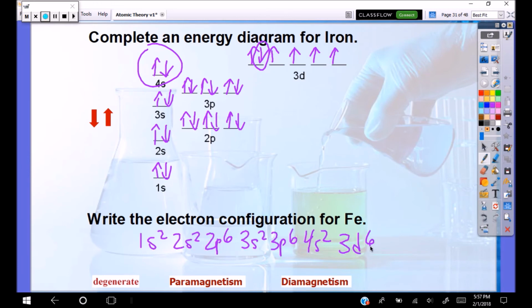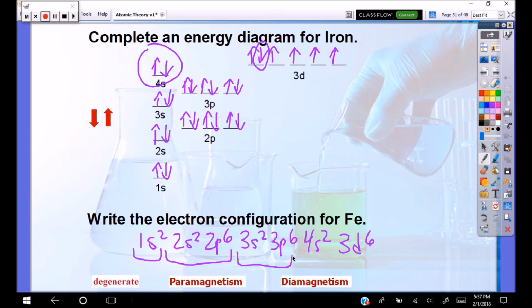I've got good news for you. You don't have to write out that entire thing. Let's use the configuration shorthand. So if you look at the periodic table, we know the 1s level is completely filled. We know the 2s level is completely filled. And we know level 3 is not completely filled, but that's okay. We can still look at the s and p of that, and we know that's completely filled.